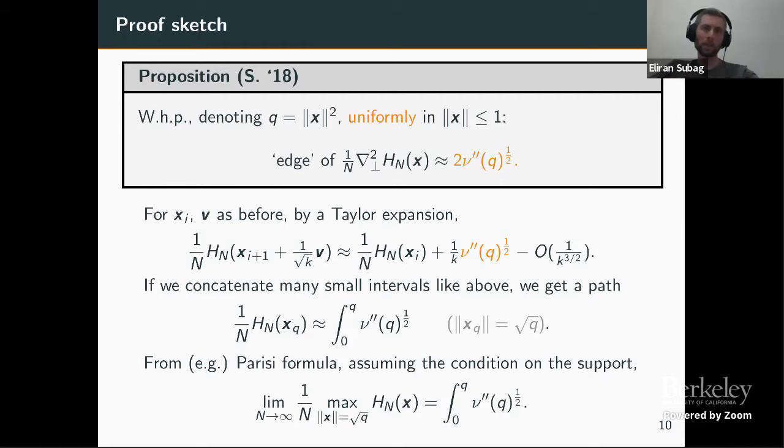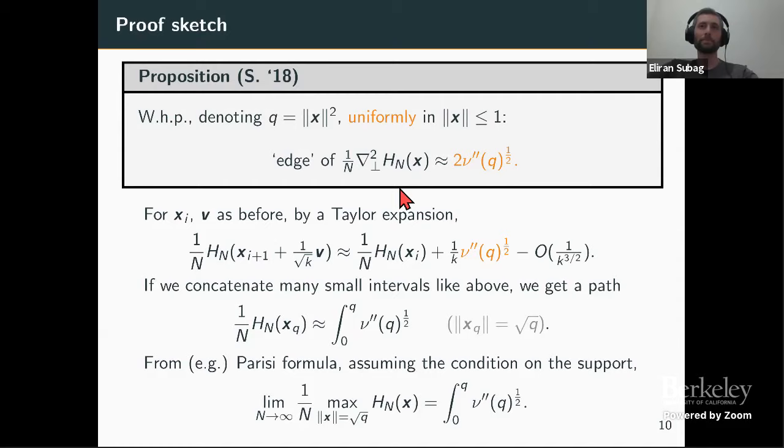And this is essential. So this follows from Ghirlanda-Guerra and ultrametricity. We have an explicit description for the distribution of this array, with probabilities, not just the support. Okay. Thanks.